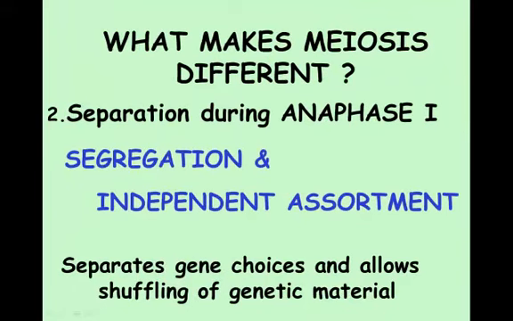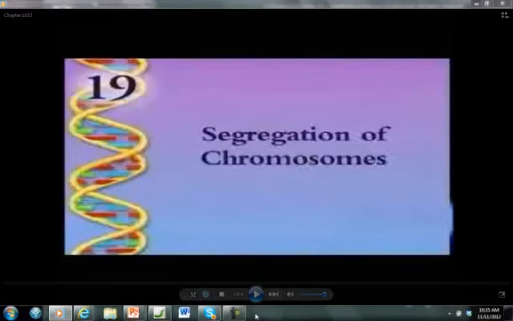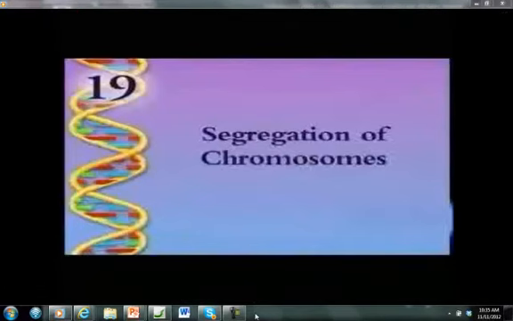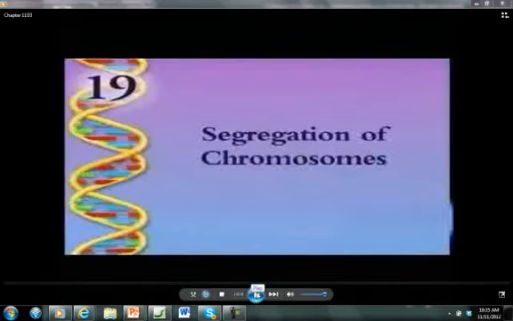Number 2, we said another way that meiosis is different is separation during anaphase, how the chromosomes go apart. Segregation and independent assortment. It's going to give us some more ways to mix up and shuffle the genetic material in different combinations. Okay, so let's watch a little movie about segregation and independent assortment. Another way to mix up the mom and dad chromosomes in different combinations.